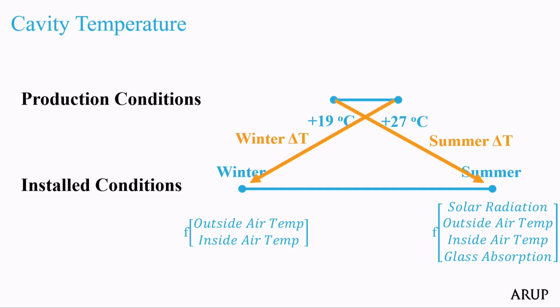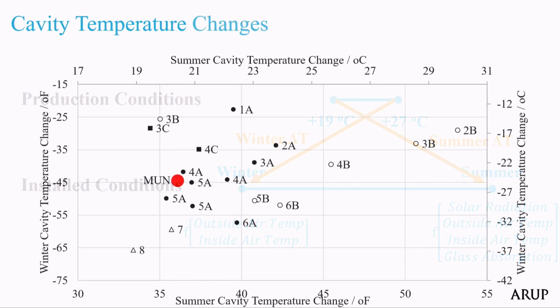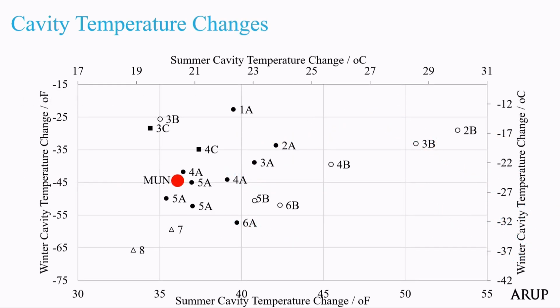And so to get the temperature change, for summer, we take the lowest production condition and the highest summer condition. And for winter, it's the opposite, so the highest production and the lowest winter value. And this is the set of results.